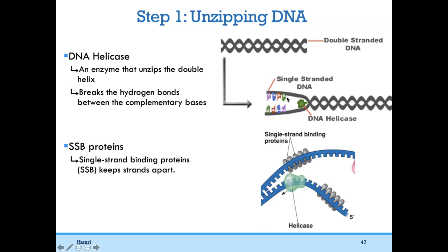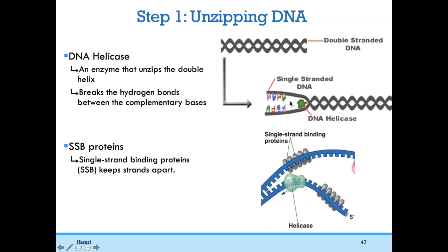So other proteins called SSB proteins, which stand for single strand binding proteins, act like clamps. They clamp onto each single strand and prevent them from reforming hydrogen bonds and forming the double helix again. So helicase and SSB together make sure that the DNA strands are separate from each other so replication can occur.